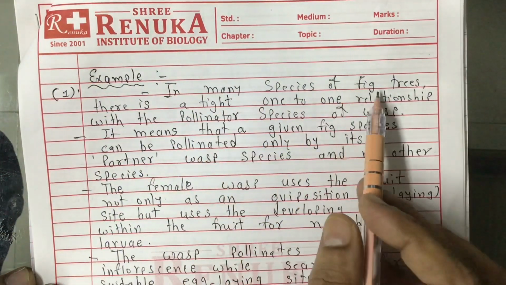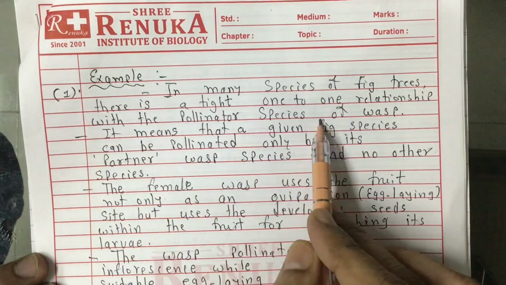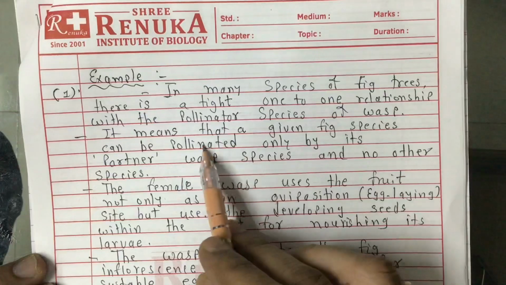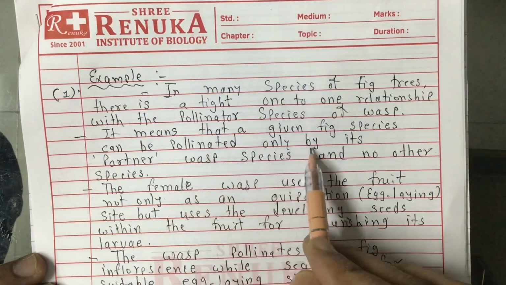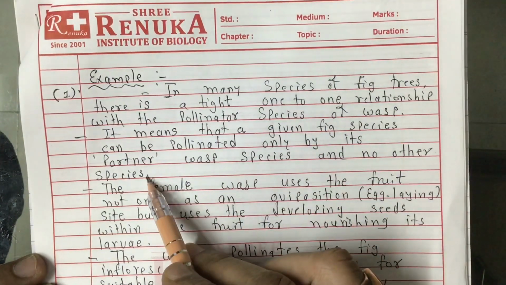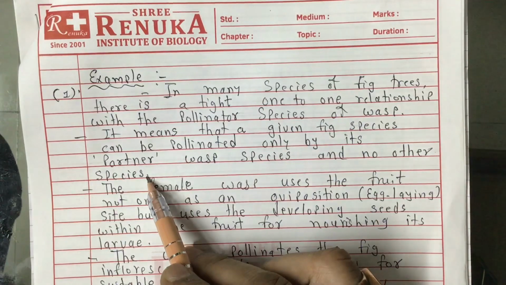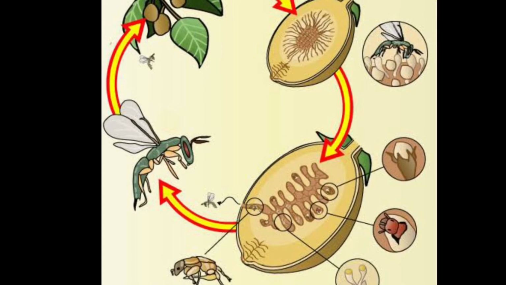in many species of fig tree, there is a tight one-to-one relationship with the pollinator species of wasps. It means that a given fig species can be pollinated only by its partner wasp species and no other species. So in this condition, this specific relationship is found between the wasps and the fig tree.